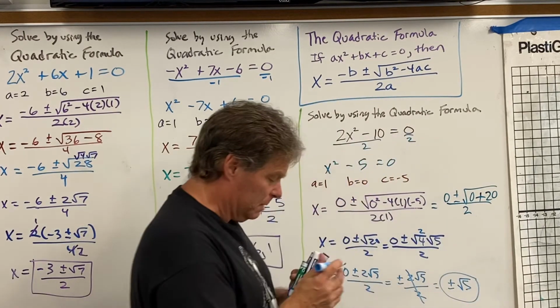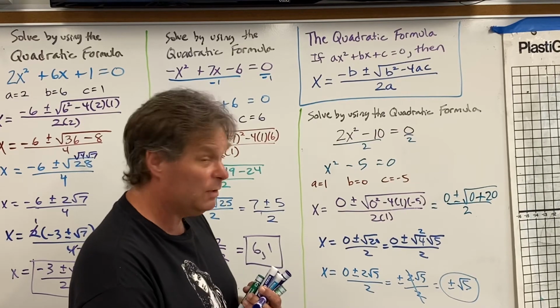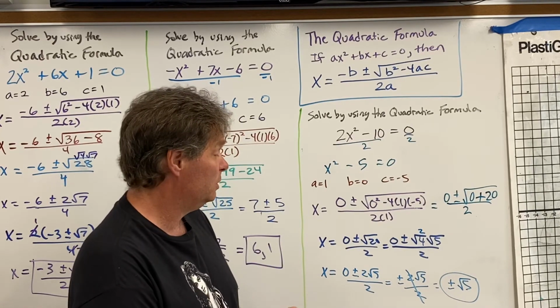So what does that mean? Positive square root 5 is one solution. Negative square root 5 is the other solution. So that's how that works.